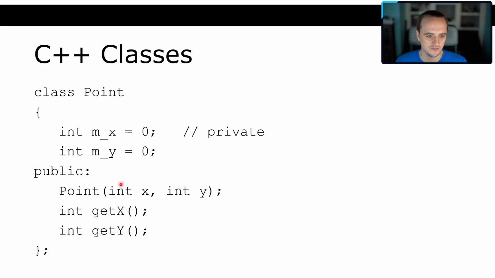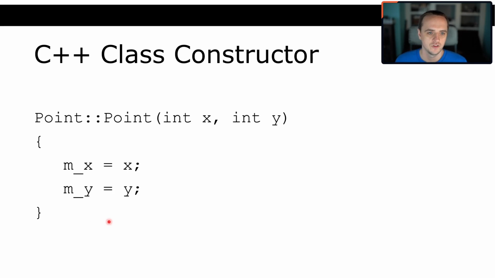So down here, what I've done is I've declared a public constructor. So a Point constructor would take in an x and a y, and then probably set them somehow. We may also have functions getX and getY, etc. So the actual constructor that we would define in the .cpp file would look like this. This is the Point constructor. It's a part of the Point class.